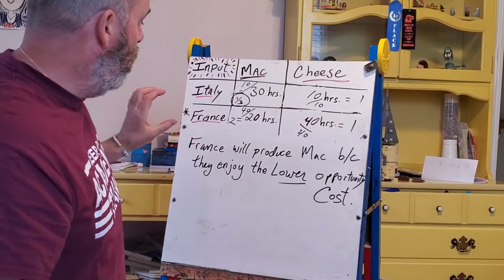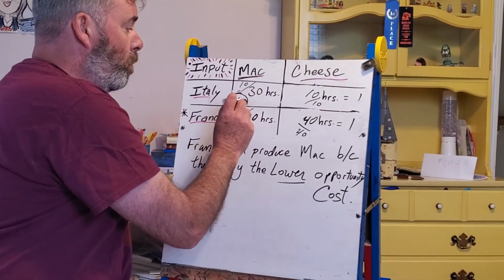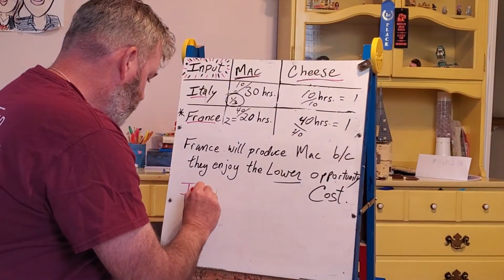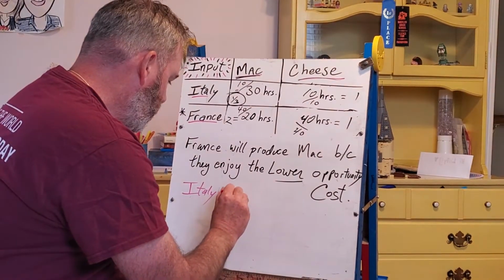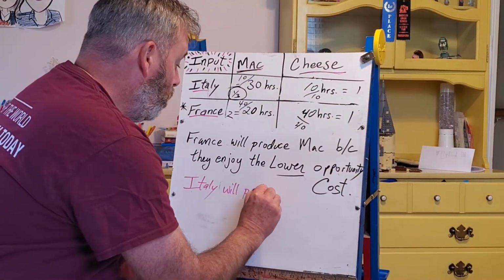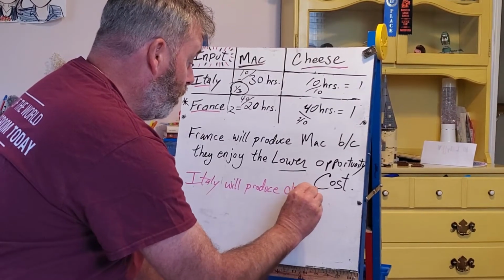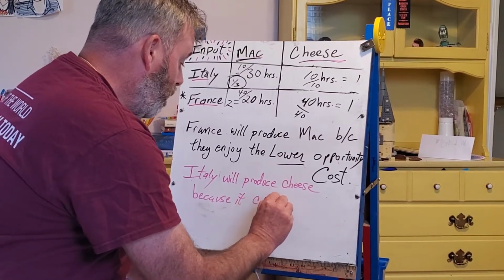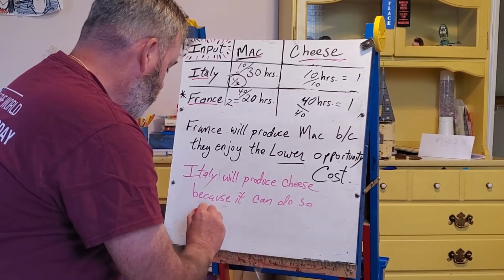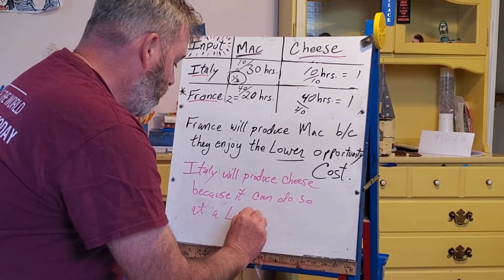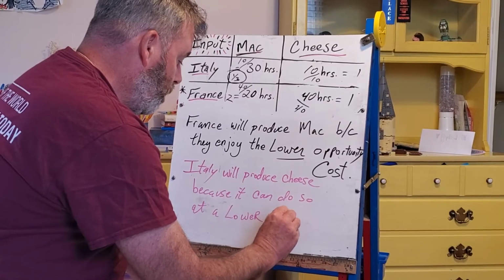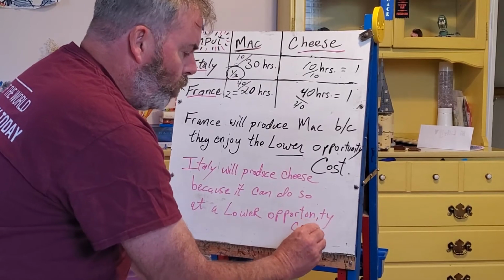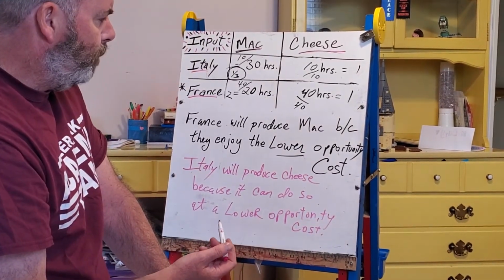And in whose row did we circle the lower opportunity cost? Italy. So, Italy will produce cheese because it can do so at a lower opportunity cost. You could also say they have the comparative advantage.